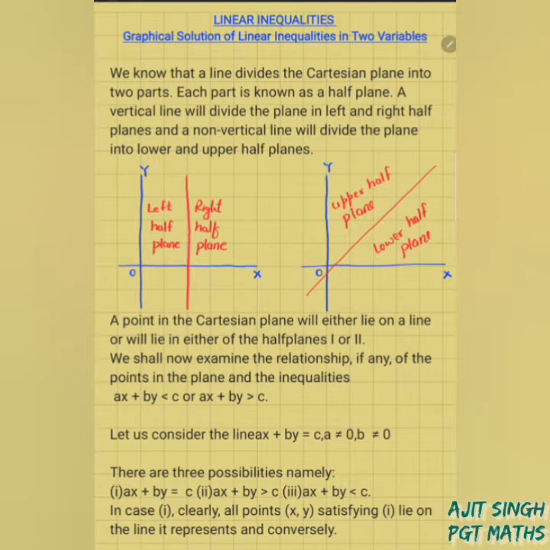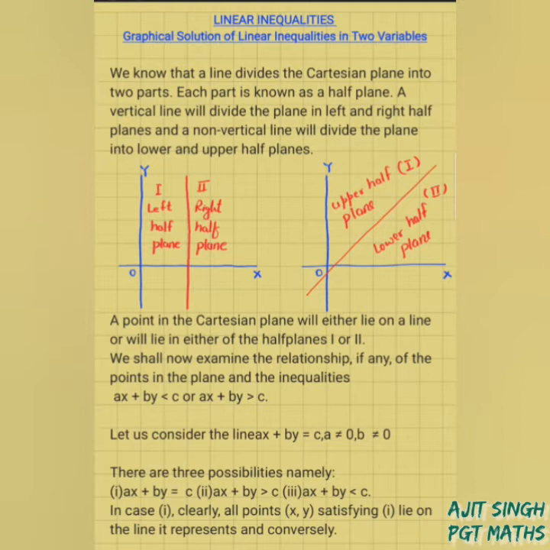A point in the Cartesian plane will either lie on a line or will lie in either of the half planes, first or second. This is the first side, this is second. In the same way, here this is the first and this is second. Any point in the Cartesian plane will either lie on a line or will lie in either of the half planes, first or second. We shall now examine the relationship of the points in the plane and the inequalities.